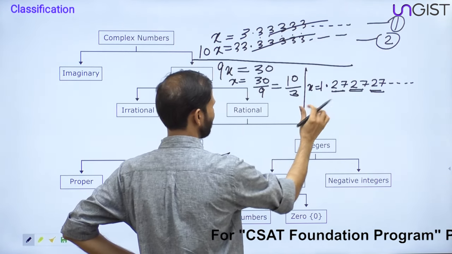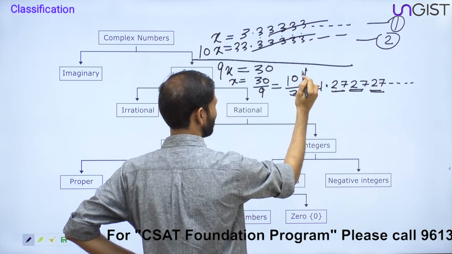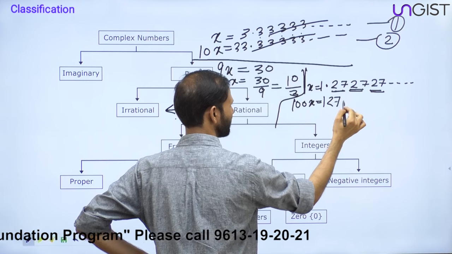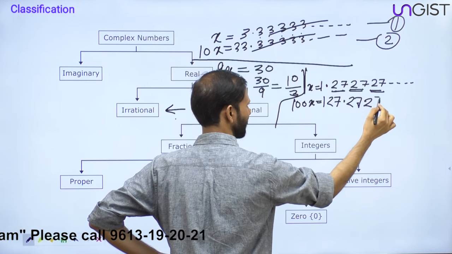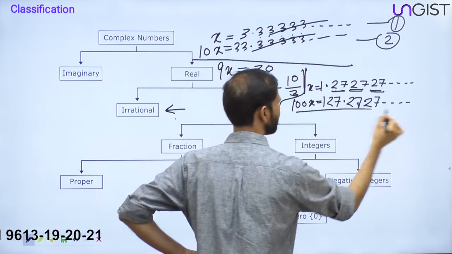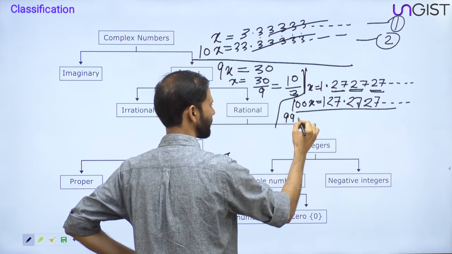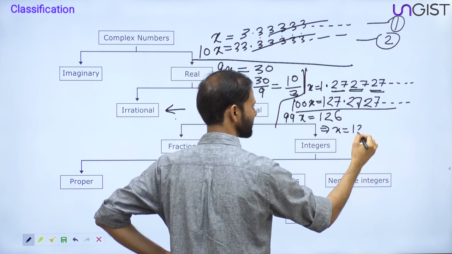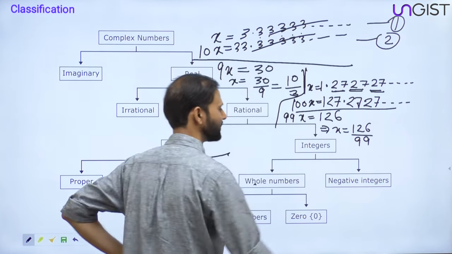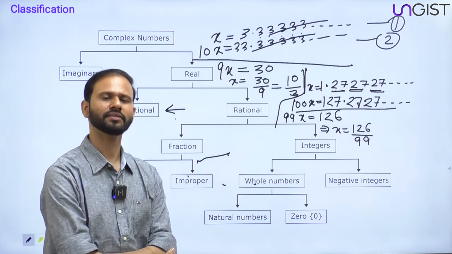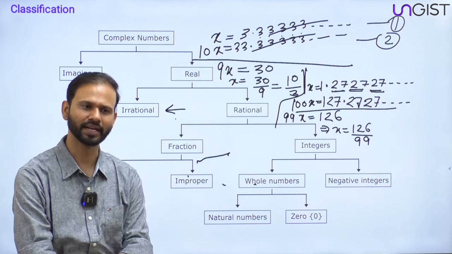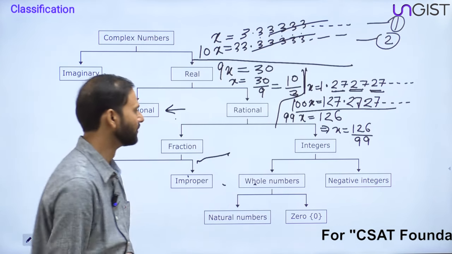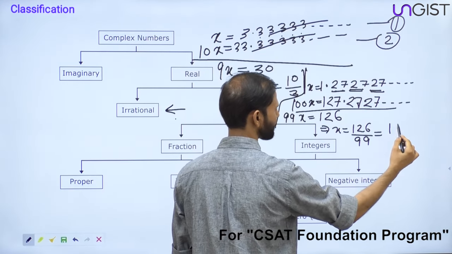So 100x, everybody, 100x is equal to 127.2727, and so on. Fine. So this is what, 99x is equal to 126. So this implies x is equal to 126 divided by 99. Right? Here, both the numbers are divisible by what? 9. 3. 3 is also correct. Right? Both the numbers are divided by 9. Fine. So this is 14 and this is 11.